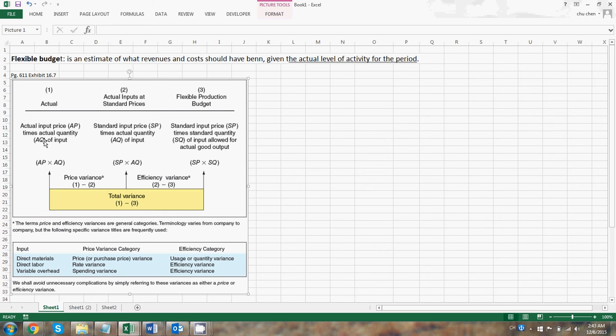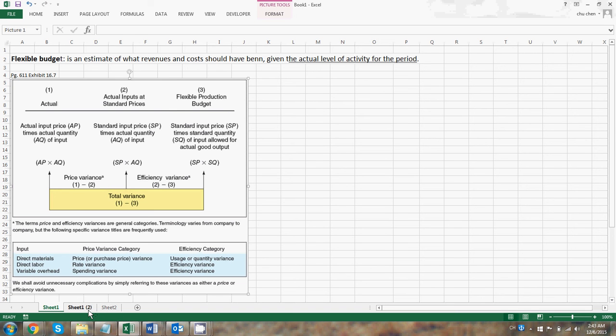So basically, AQ is the actual quantity of input allowed for actual output. This one is allowed for actual output, and this one, SQ, is also allowed for actual output. So pretty much when we talk about price variance and efficiency variance, it's based on actual output. The reason it doesn't say allowed for actual output is because it's already actual, so it implies this should be the actual output.